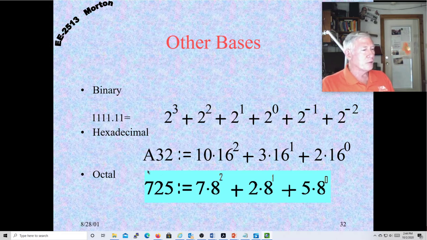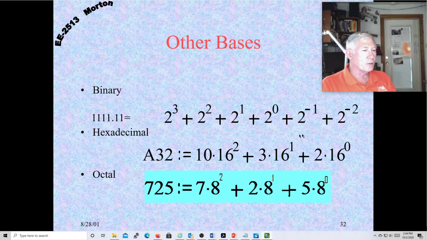How about hexadecimal? Same thing. We start with the base of 16, and we in this case say A32. I didn't do a fractional portion. So the 2 is times 16 to the 0, so that's 2 times 1, or 2. 3 times 16 to the 1, so that is 48. And then A, or 10, times 16 squared. I don't know off the top of my head what 16 squared is. I'd have to look it up. I haven't memorized it. But when you multiply all that out, that gives you its decimal equivalent.